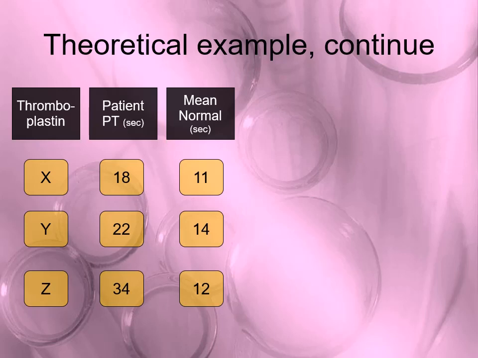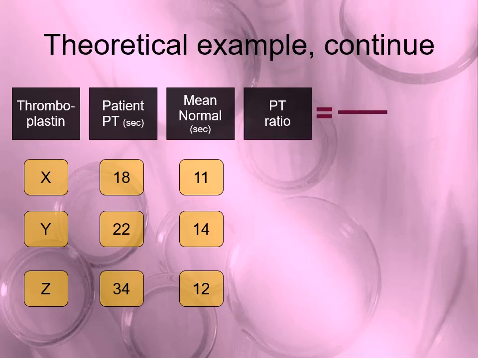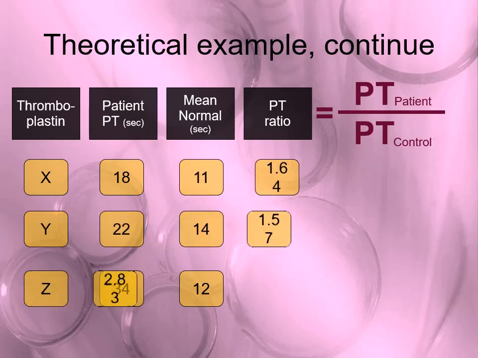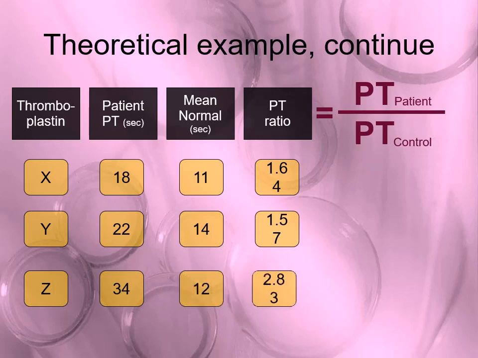We notice here that prothrombin time is different with different reagents, and the mean normal is also different. The first step is to calculate the prothrombin ratio, which is equal to the patient prothrombin time in seconds divided by the prothrombin time of the mean control in seconds also. The result of dividing each of these figures is 1.64, 1.57, and 2.83 for X, Y, and Z consecutively.